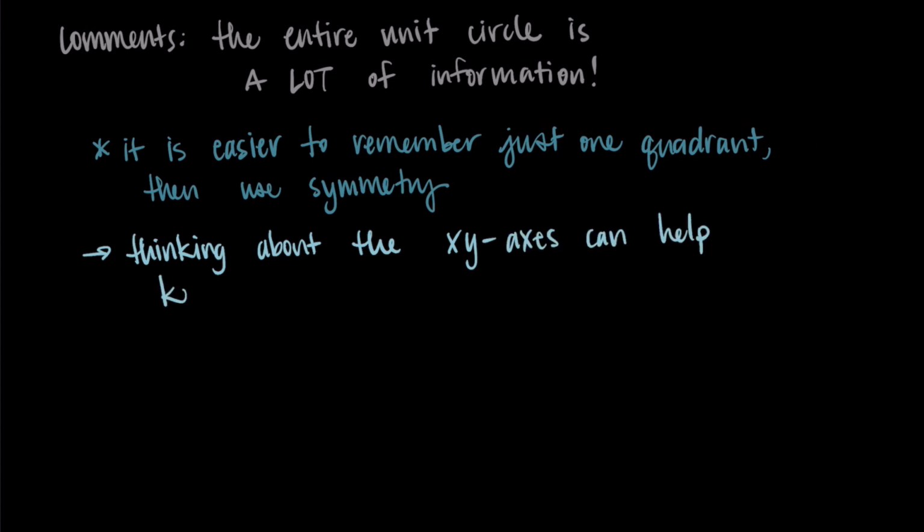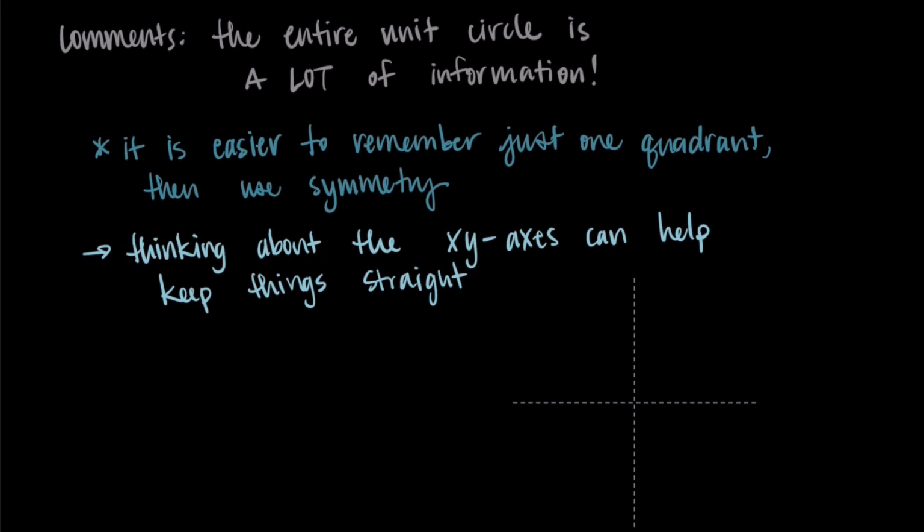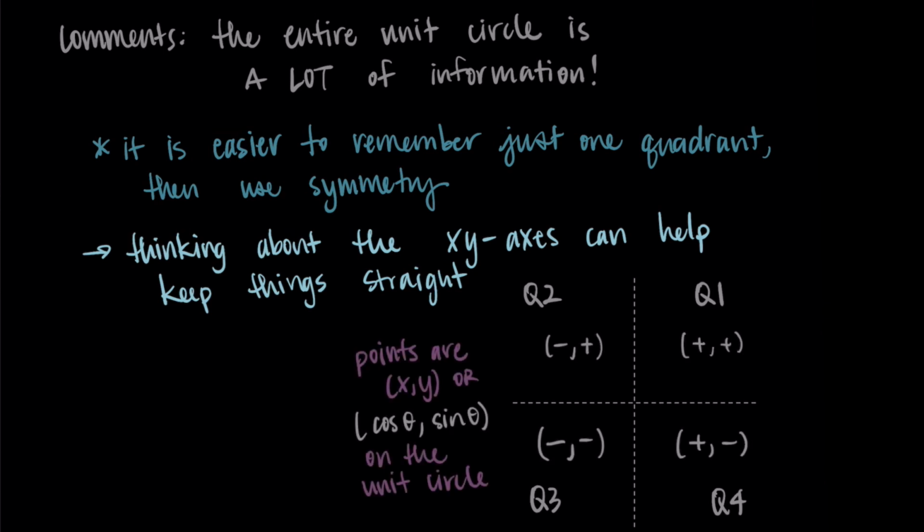Then I also want to comment that the xy axes can really help keep things straight for you. So remember that x values are positive on the right-hand side and negative on the left-hand side. Y values are positive above and they're negative below. So just to summarize that really briefly, if we have our 4 quadrants, we would say that the first quadrant has a positive x and a positive y, so a positive cosine and a positive sine. The second quadrant has a negative cosine and a positive sine because it's negative x, positive y. Then quadrant 3 has negative x, negative y. So that's a negative cosine, negative sine.